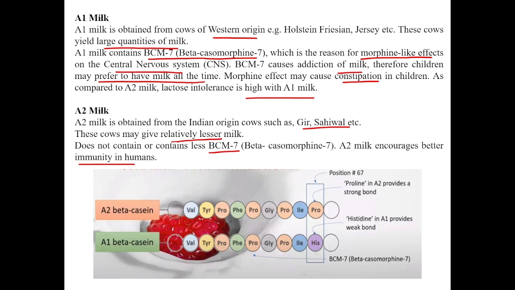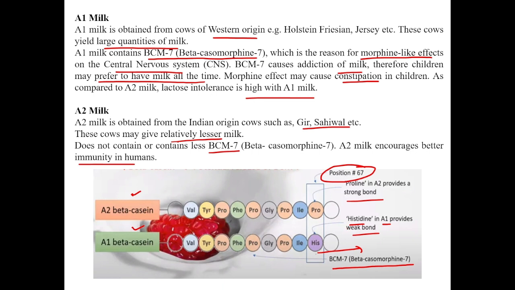Otherwise, what is the difference between A1 milk and A2 milk? We have a protein, beta casein, in milk, and in A1 beta casein, at the 67th position we have histidine. This provides a weak bond, and when digestion occurs, BCM7 is released in the intestine. Whereas for A2 milk we have proline at the 67th position, which provides a strong bond, and there is no formation of beta casomorphin 7 during digestion. So this is the major difference, chemistry wise or genetic polymorphism wise.